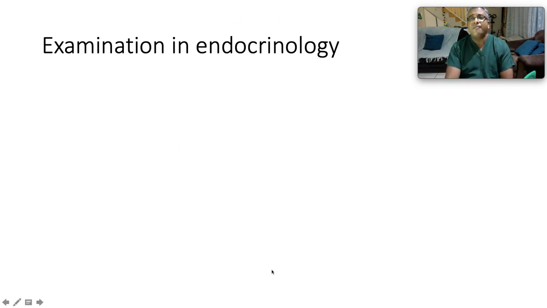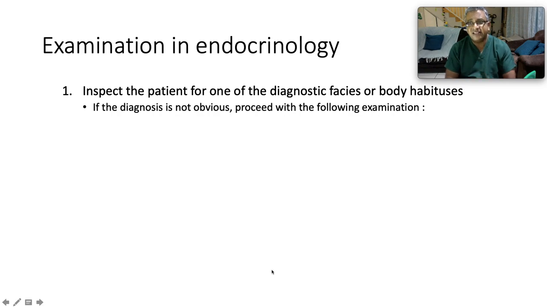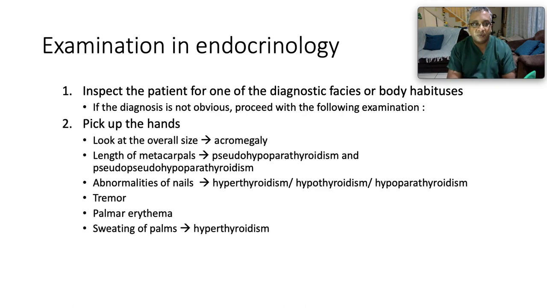That was a mouthful. All right, guys, let's hop straight into examination in endocrinology, right? First up, you just want to inspect the patient, go to the leg end of the bed, make a gentle inspection, inspect for one of the diagnostic facies or body habituses. I'm not even sure if habituses is an English word. Maybe it's one habitus, two habiti. Well, you know what I mean, right? So if on inspection the diagnosis is not obvious, you're going to proceed with the following examination, right?